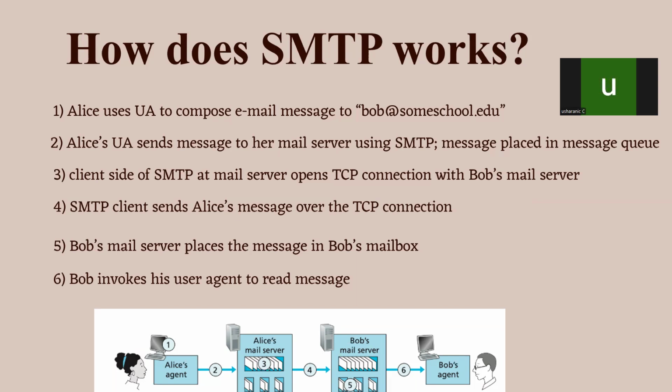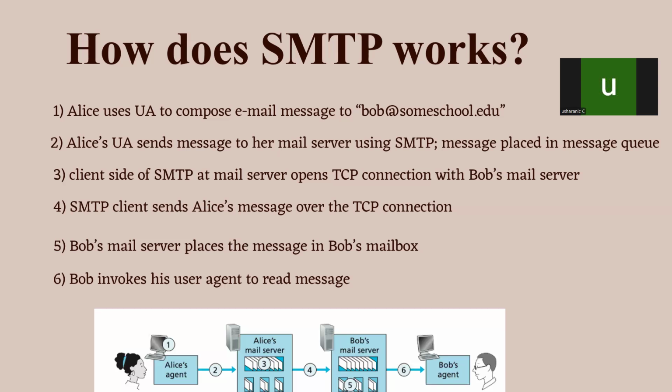So the email is placed in the message queue. Here, the SMTP protocol is used to transfer the message from Alice to Alice's mail server, as shown in the figure. In the third step, the client side of SMTP at the mail server opens a TCP connection with Bob's mail server. Here the TCP connection is established between Alice's mail server and Bob's mail server. Both mail servers can communicate using port number 25.